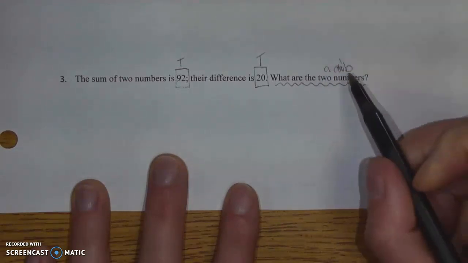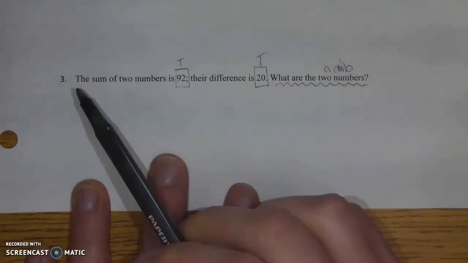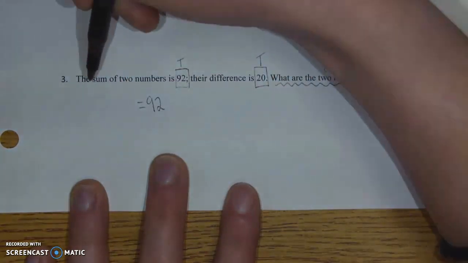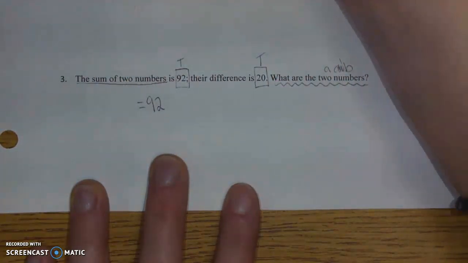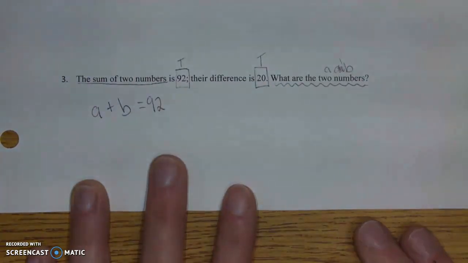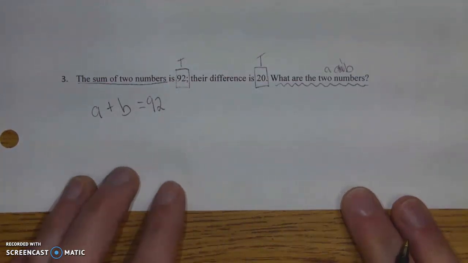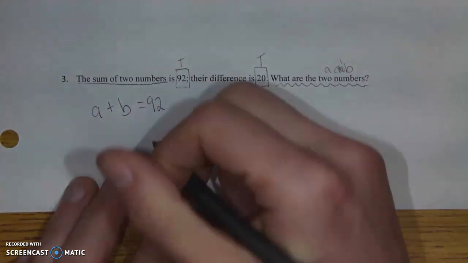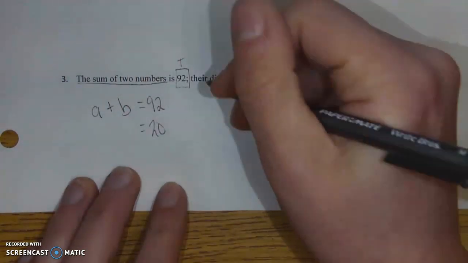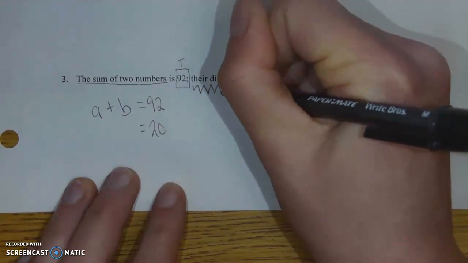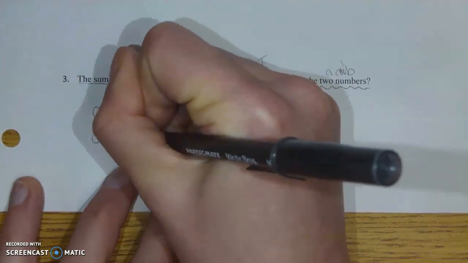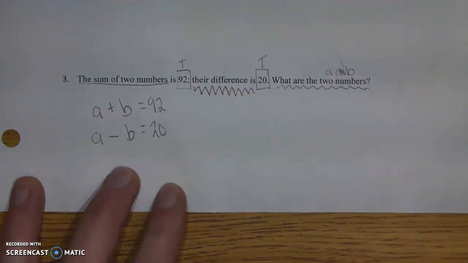And remember that they're going to be telling us how to combine A and B to get these totals. So for the first total of 92, I'm going to take the sum of the two numbers. That means that I take A and B and I add them together, because the sum of those numbers is 92. With the other one, I have a total of 20. How did they combine A and B to get 20? Well, it tells us that their difference is 20. Remember that difference is subtraction. So what I have is A minus B is equal to 20.